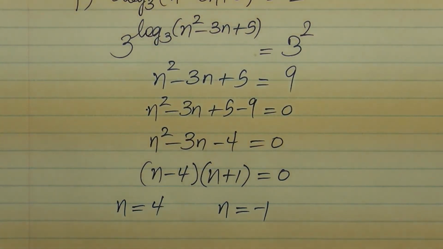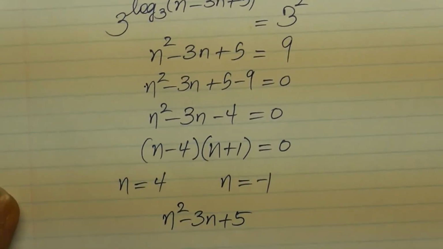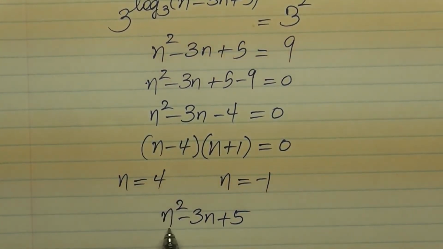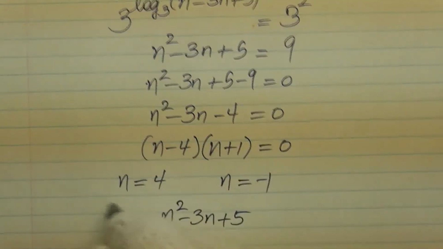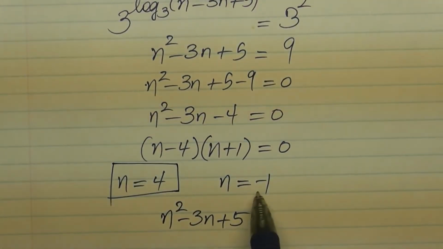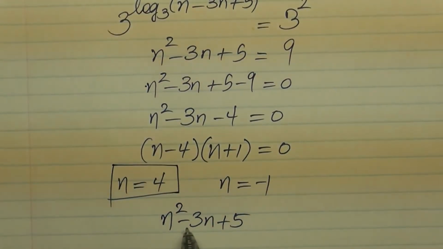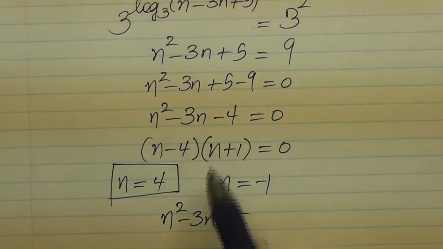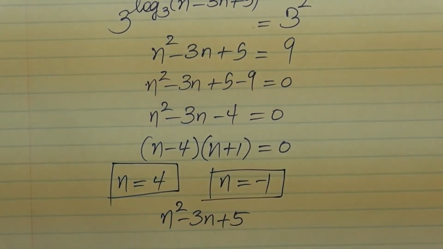And we've got to make sure that both of those are valid. So basically they can't make that argument n squared minus 3n plus 5 negative. So let's check it. 4 squared is 16. 3 times 4 is 12. 16 minus 12 is a positive number plus 4. So this one's okay. Negative 1 squared is 1. Minus 3 times minus 1 is positive 4. So that one's okay as well.